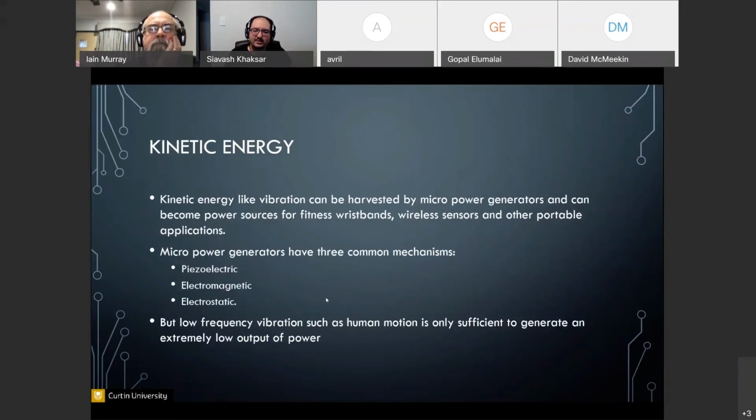We also have kinetic energy, where vibration can be harvested by micro power generators, and they can become a power source for fitness wristbands, wireless sensors, and other portable applications. I'll show you a couple of examples of these projects that are pretty interesting, and how they go from motion to electrical energy. They're low frequency, so they're good for small appliances, but the ones I found are not good for a larger capacity of energy if we needed that.